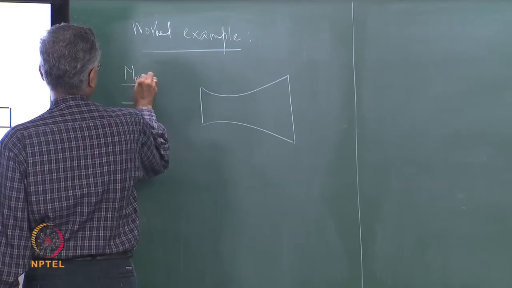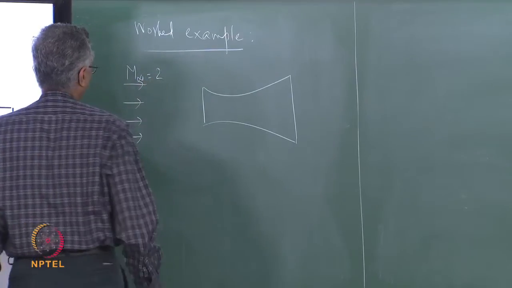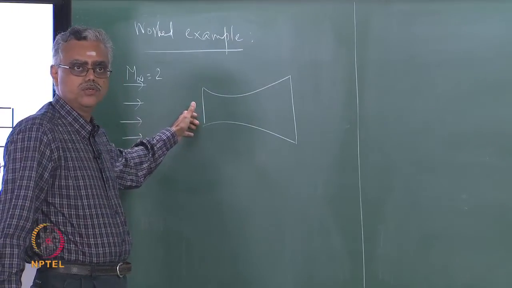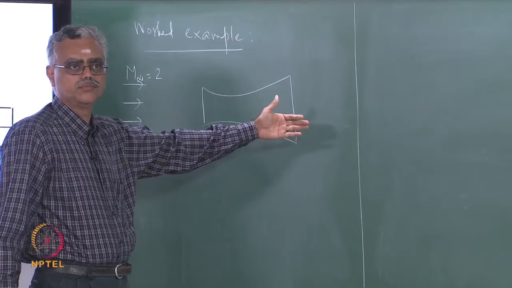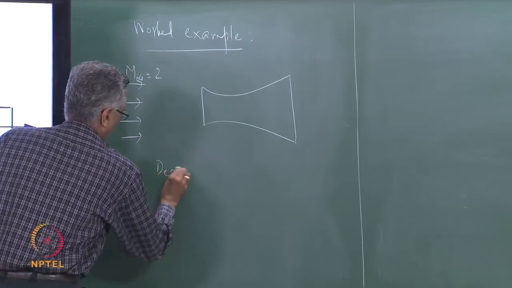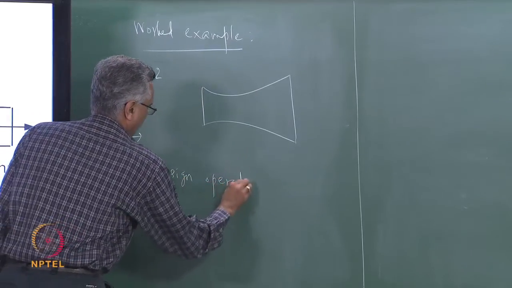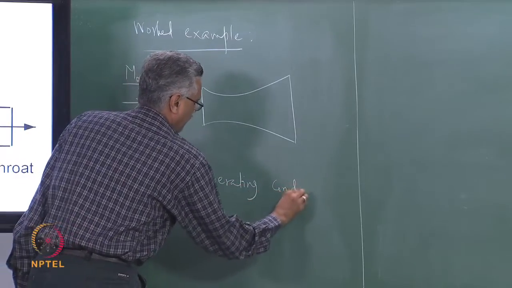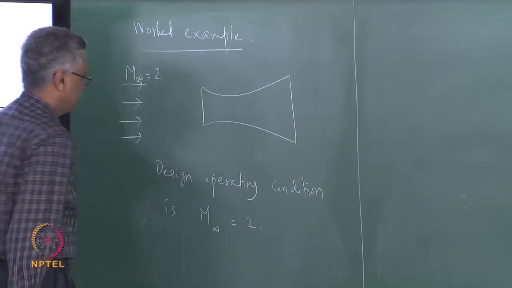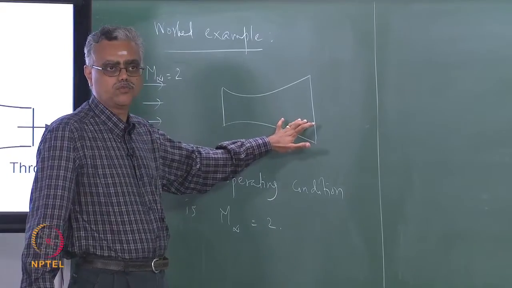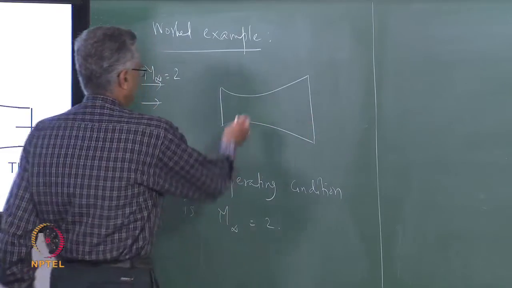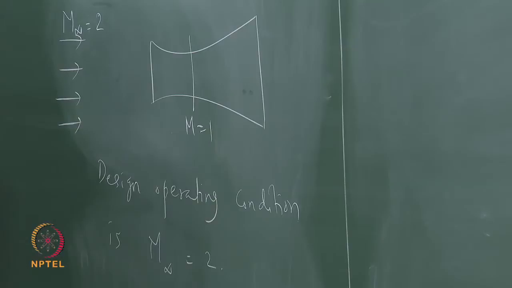Let us say it is designed for a free stream Mach number of... So this is the free stream which enters the nozzle. We are supposed to decelerate it to a subsonic Mach number, okay. So the design operating condition is when the free stream Mach number is 2. When the free stream Mach number is 2, the flow is completely shock free, and it goes from a supersonic Mach number to a subsonic Mach number, with the Mach number at the throat being equal to 1, okay.